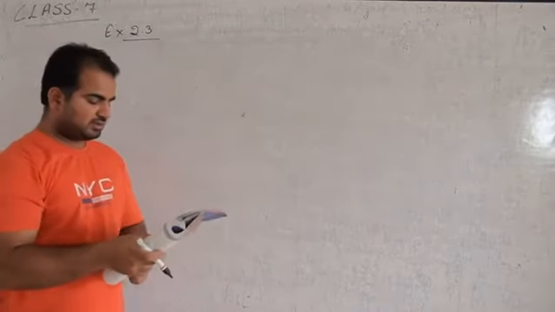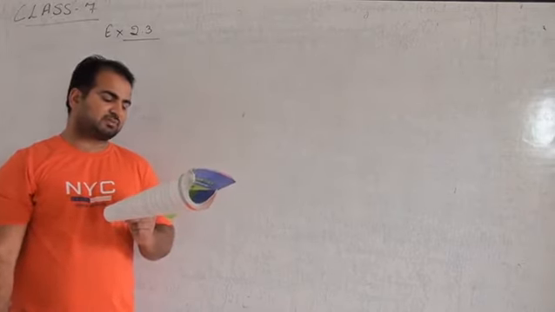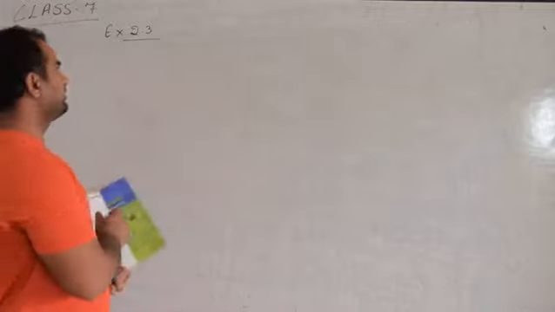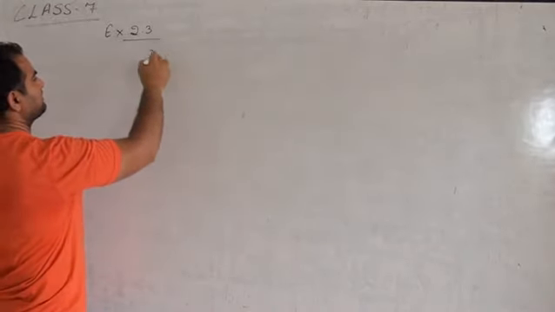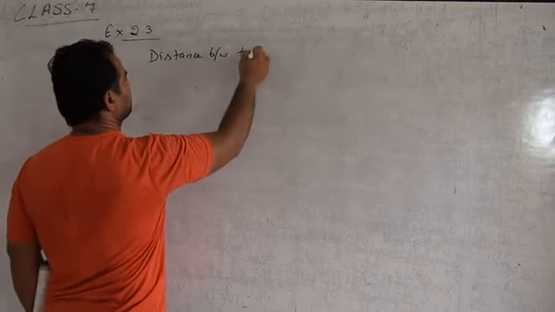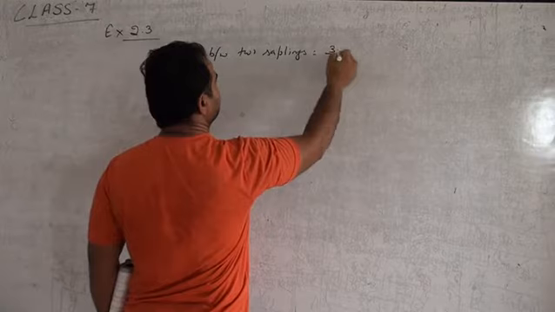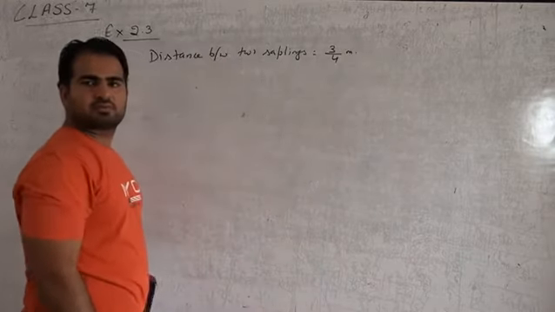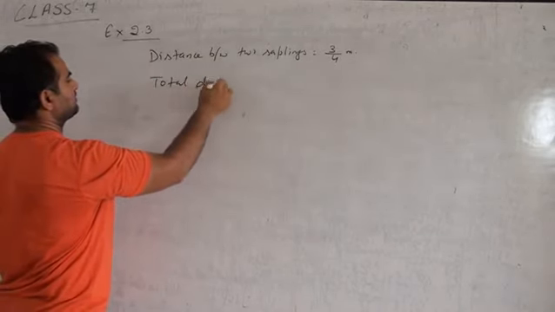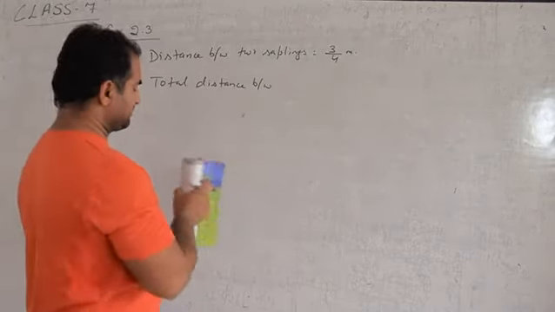The question is: Sally plants 4 saplings in a row in a garden. The distance between 2 adjacent saplings is 3 by 4. Find the distance between the first and the last sapling. How many saplings are there? Distance between 2 saplings equals 3 by 4 meter. So total distance between how many saplings? 4 saplings.